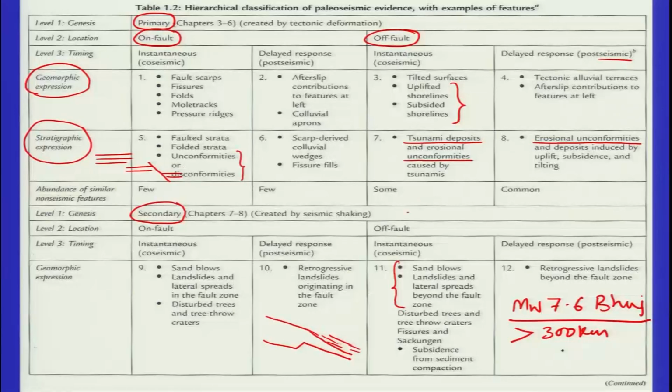Further, the stratigraphic signatures. In the case of non-seismic features, you will have sand dikes, then sills, soft sediment deformation, and landslides at the toe of the thrust. Then you have sediment deposited from retrogressive landslides, and further if you move away, that is off fault, you have sand dikes, field craters, soft sediment deformation, turbidites and all that. So this is co-seismic, and these are the delayed post-seismic features.